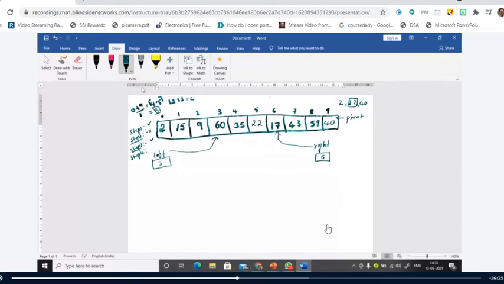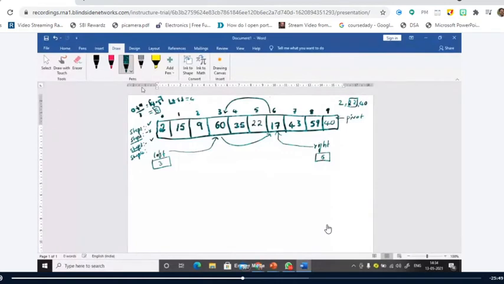Now tell me, 17 compared with 40. Less than, sir. Less than. So when you find an element which is less than the pivot element, then what you should do? You should stop the process. You have entered a situation where the left is pointing to a greater element than pivot and right is pointing to a smaller element than pivot. In such situations, you have to swap the elements pointed out by left and right. So you move 60 here and you move 17 here.